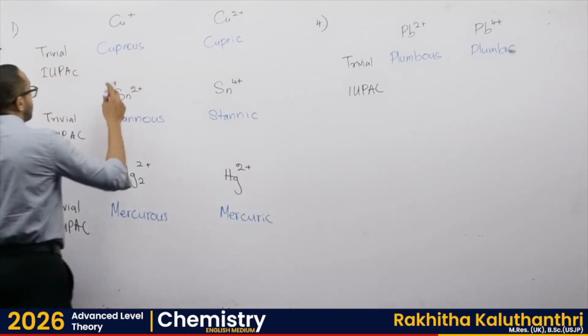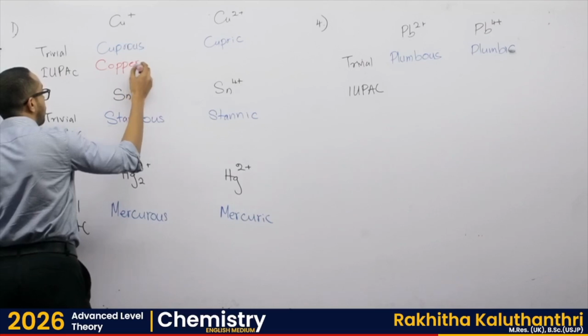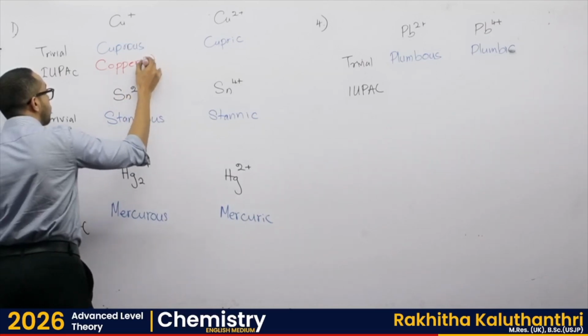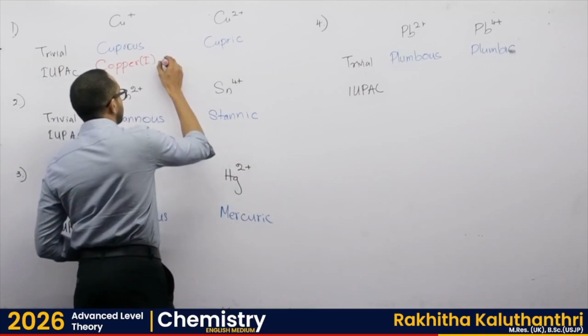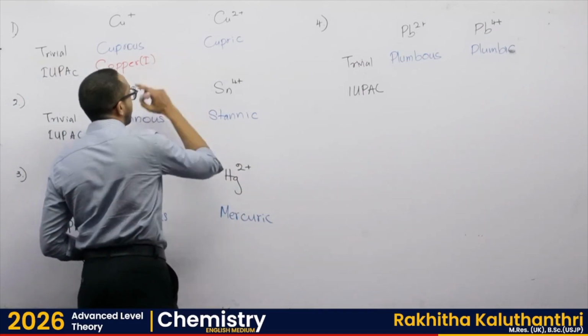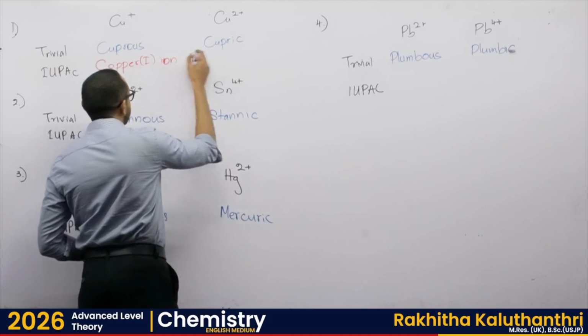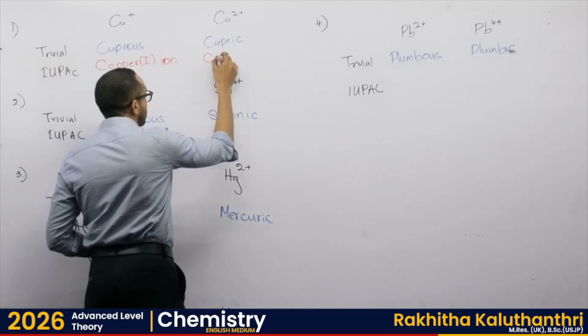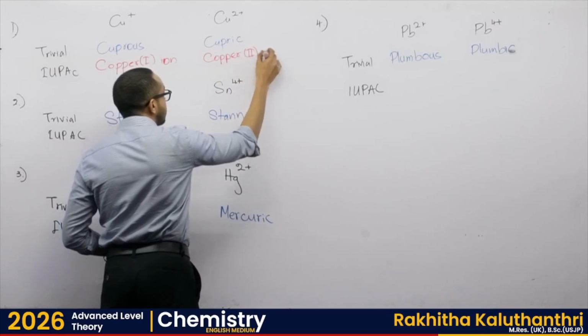If you move on to the IUPAC naming system, this is called copper(I) ion. It feels odd to leave the ion part out, so I will write it here: ion. This one is copper(II) ion.